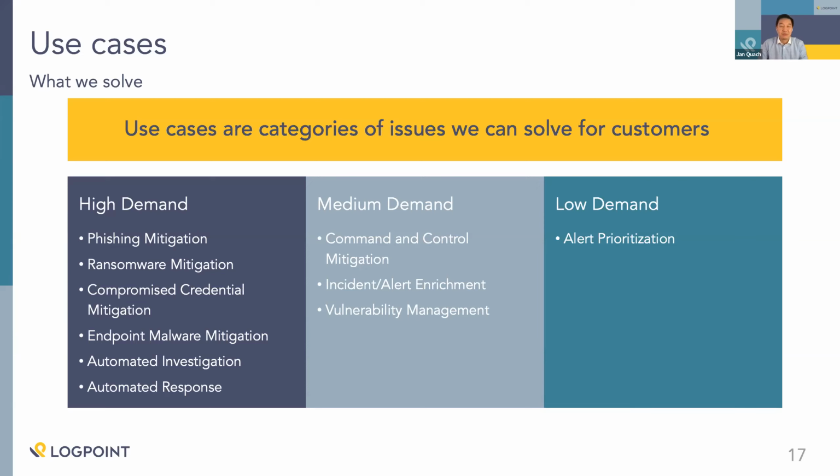Ransomware mitigation, you hear about it in the news all the time. Compromised credential mitigation, this is the typical way in for any given attack, is that you compromise the credentials and you do your lateral movement. So again, these are common attack vectors to which we have built the playbooks to address from the beginning.